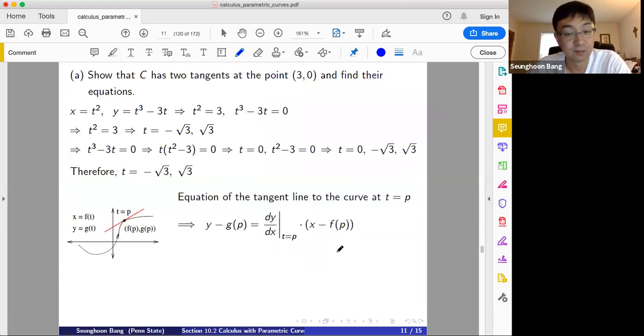The next step is the equation of the tangent line. I wrote this before, the equation of the tangent line is exactly the same as the previous one.